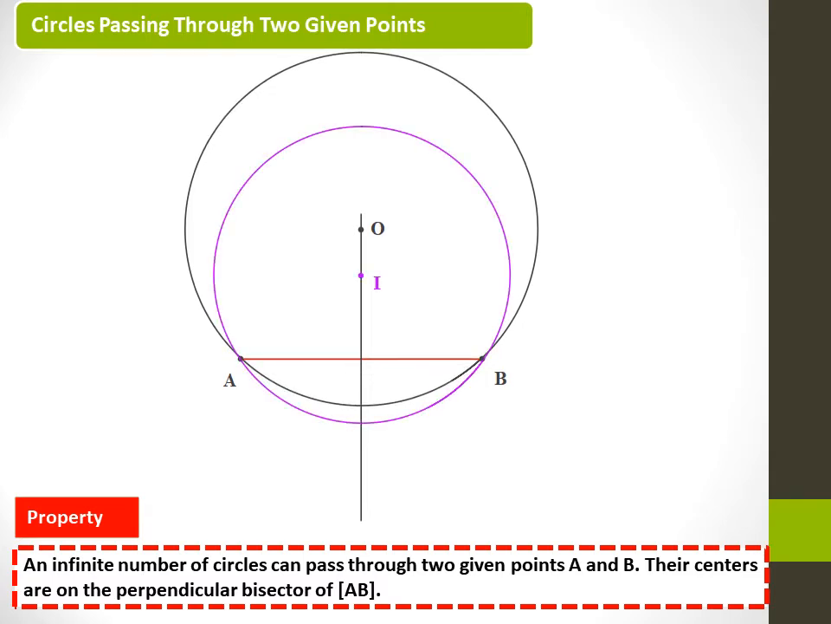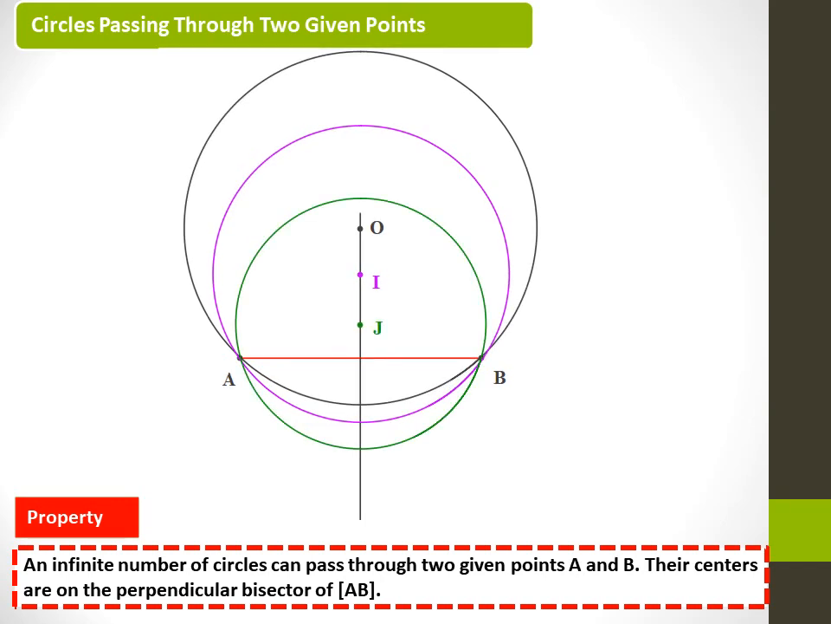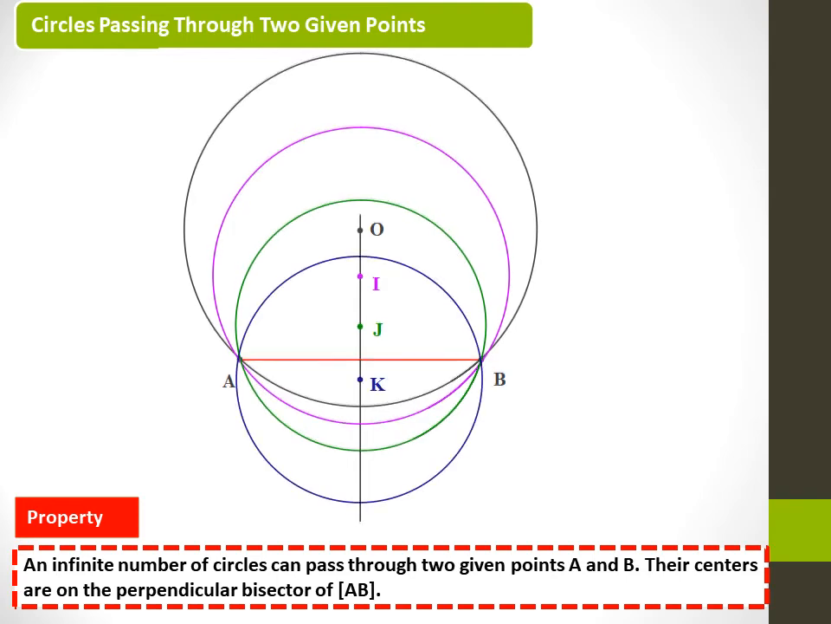Now I take point I. I draw the circle of radius IB and of center I. The circle passes through A and B. I take J and I draw the circle of radius JA and of center J. The circle passes through A and B.